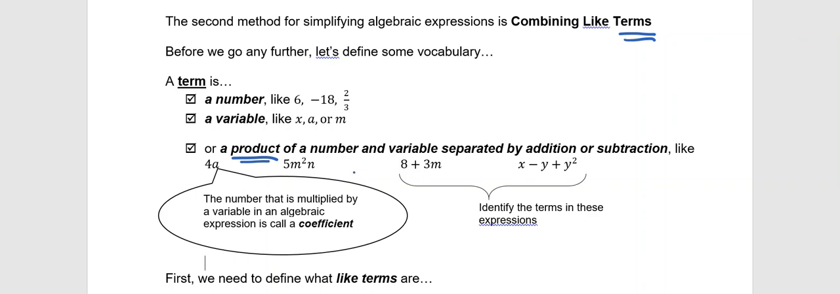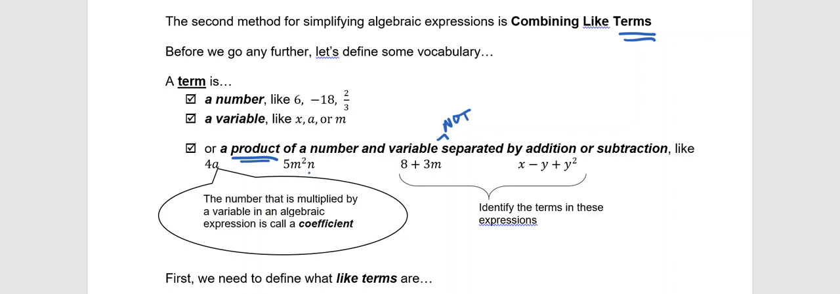Actually, I want to be careful here because as I'm looking at this, I don't like what's in these notes. As a product of a number and a variable, I should say not separated by addition or subtraction. That's a key omission on my part. So I want to make sure that we understand. So a term is the product of a number and or variable. So 4a, that's 4 times a.